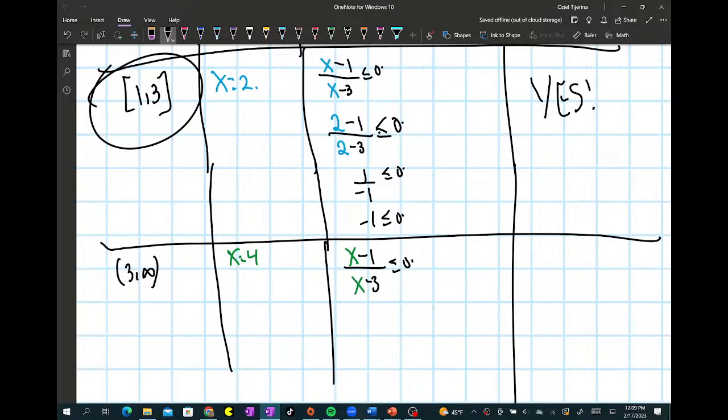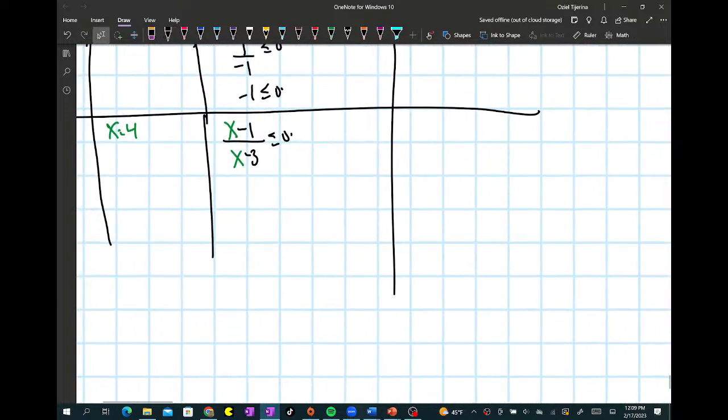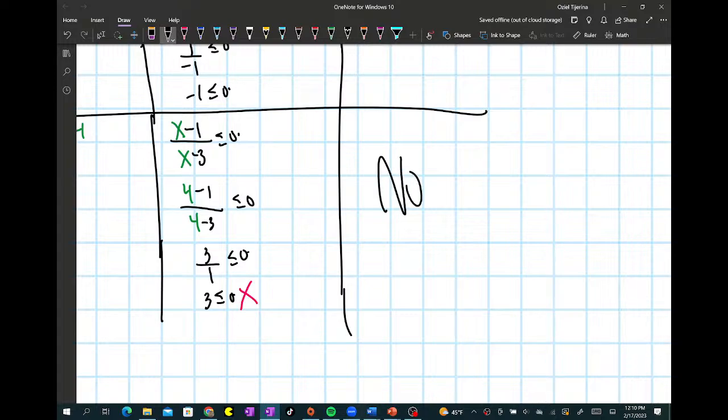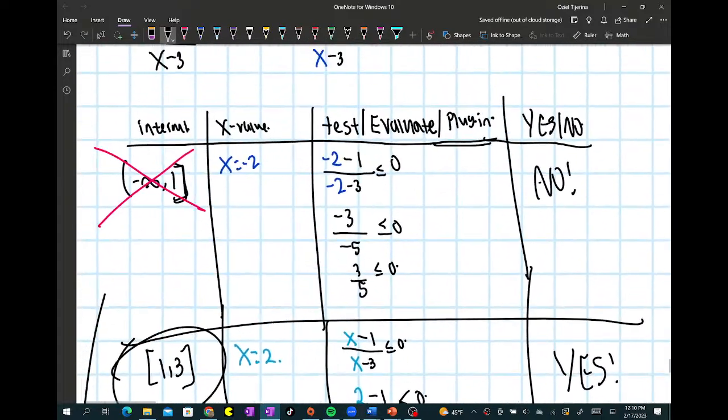It's less than or equal to 0. This becomes 4 minus 1, not 3. 4 minus 1 over 4 minus 3, less than or equal to 0. This becomes 3 over 1, less than or equal to 0. Just 3 less than or equal to 0. This does not work. So no, does not work.